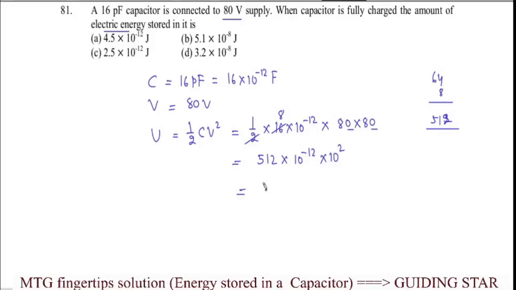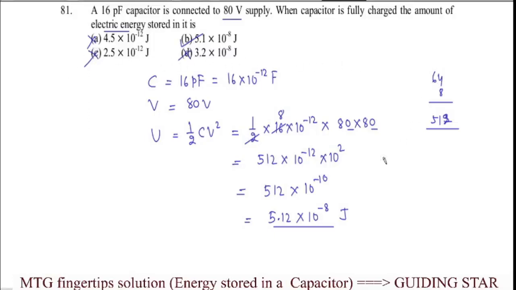So finally how much will we be getting? 512 into 10 to the power minus 10. Dividing and multiplying by 100, we will get 5.12 into 10 to the power minus 8. So 5.12 into 10 to the power minus 8 joule will be the correct answer. So option A, 4.5, is wrong; option B, 5.1 into 10 to the power minus 8 joules, so option B will be correct; and option C, 2.5, and option D, 3.2, are wrong.